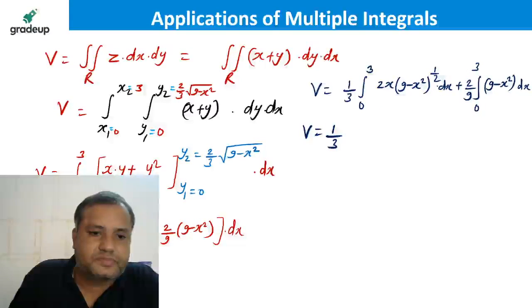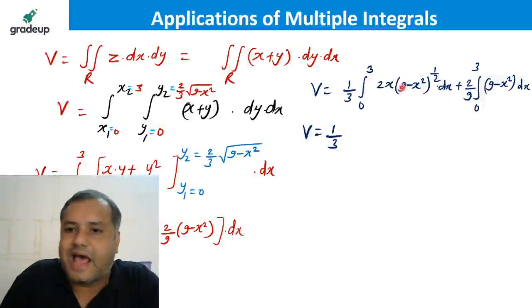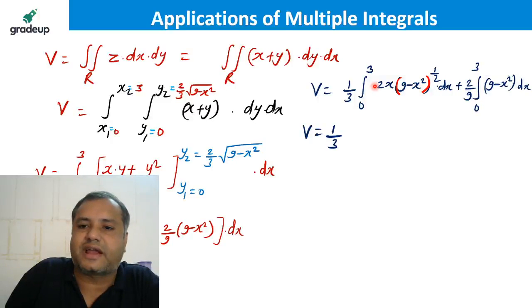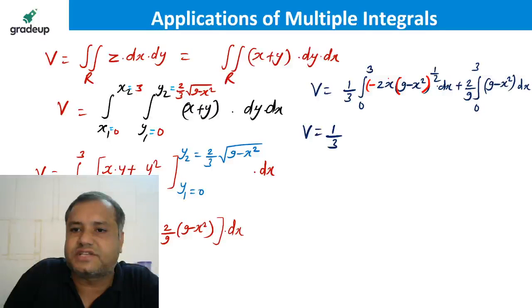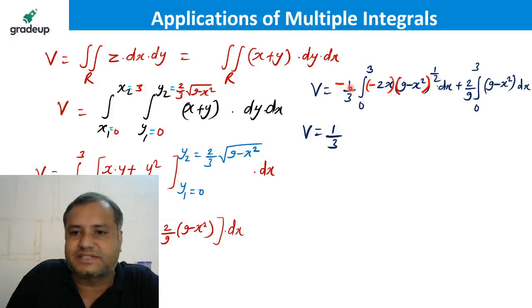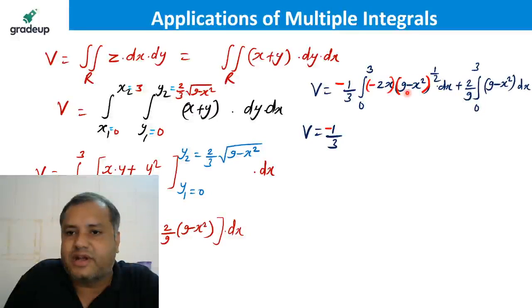See it. So 9 minus x square. The derivative of this bracket is minus 2x. So I am adjusting with a minus sign. So minus sign out. Derivative of this bracket is minus 2x. So derivative of this function is written adjacent to it. Answer will be bracket to the power n plus 1 upon n plus 1. Limits 0 to 3.